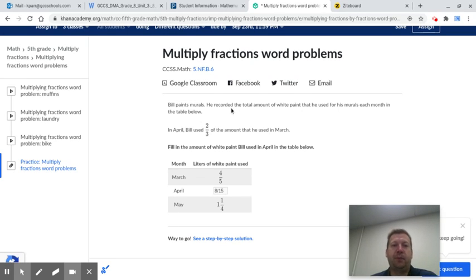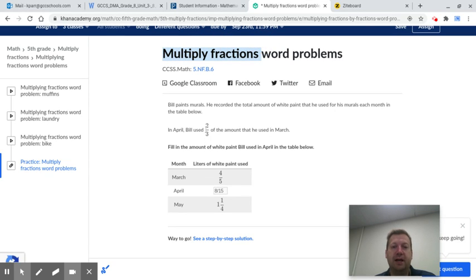Question 2 says Bill paints murals. He recorded the total amount of white paint that he used for his murals each month in the table below. In April, Bill used 2/3 of the amount that he used in March. Well, I have to look right here and see that he used 4/5 in March. And here's a big hint right here. This entire assignment is about multiplying fractions.